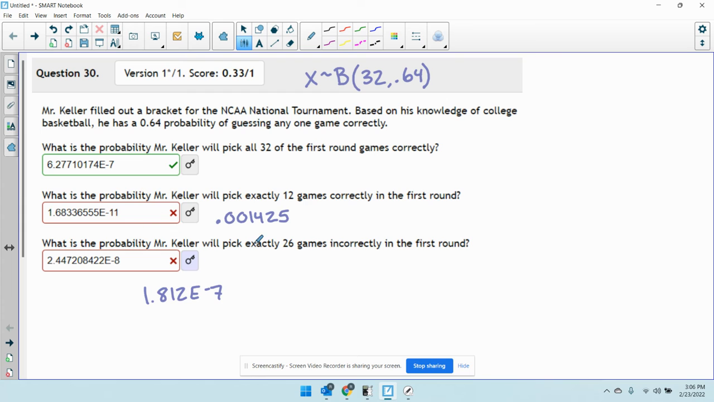Okay, if they said something like 12 or fewer games, remember that's going to be a binomial CDF. But for any specific one value, exactly, you're using binomial PDF.